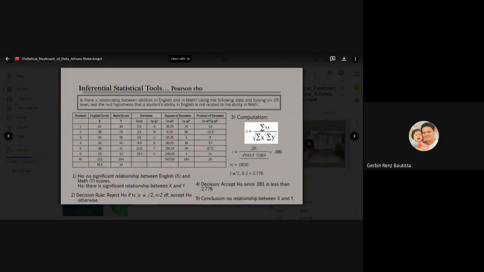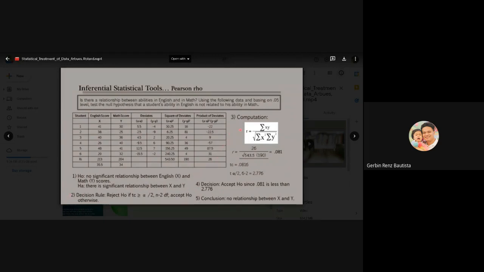Our null hypothesis is that there is no significant relationship between the English scores and the math scores. And our alternative hypothesis is that there is a significant relationship between the English scores and the math scores. Our decision rule here is to reject the null hypothesis if the t-value is greater than or equal to the t alpha over 2 with degrees of freedom of n minus 2. We accept the null hypothesis otherwise.